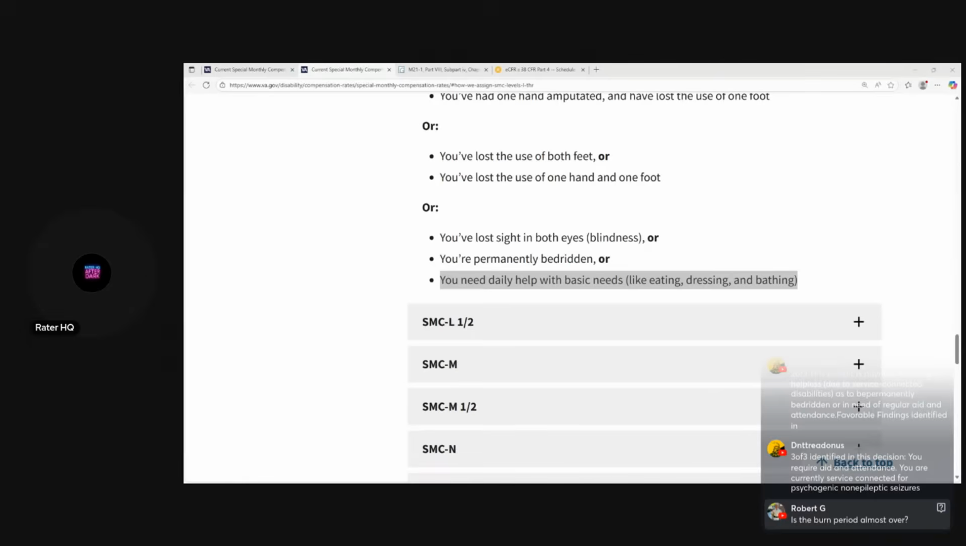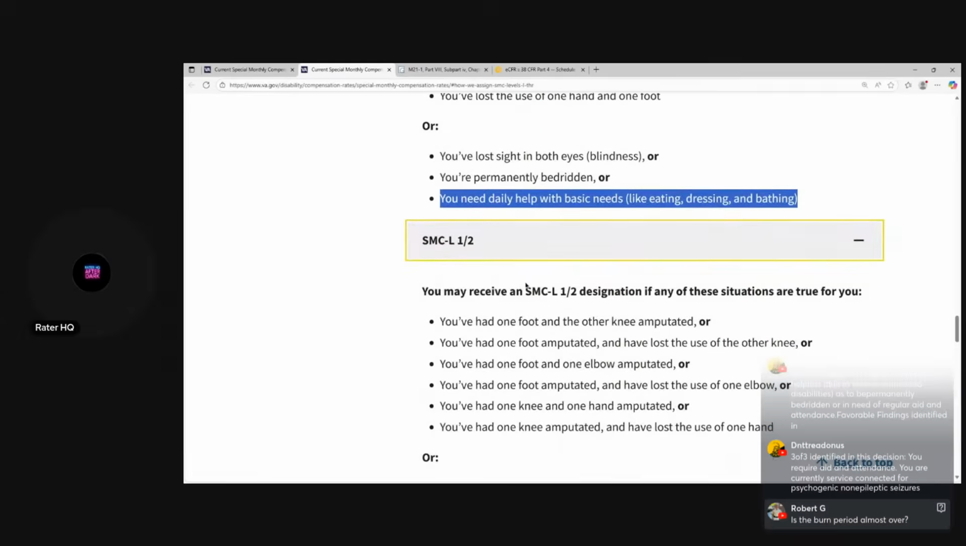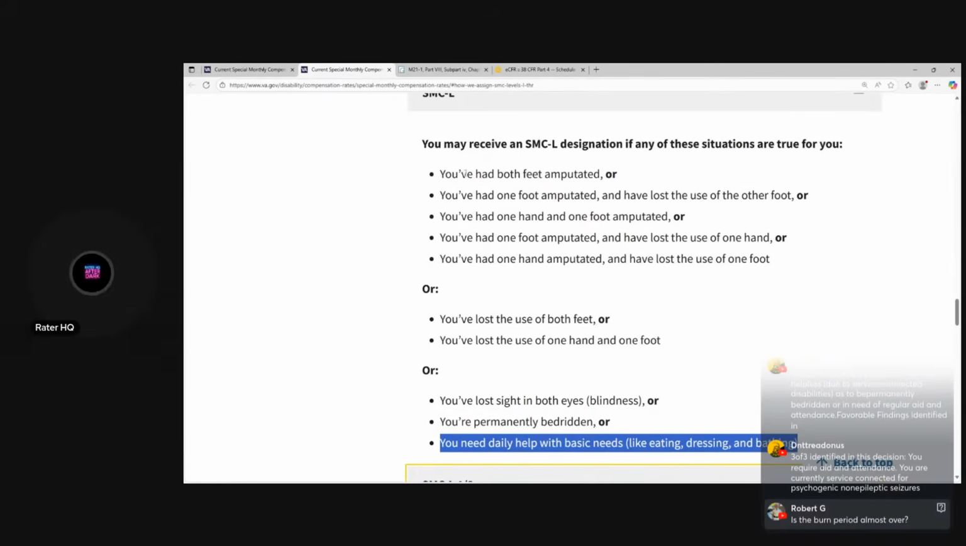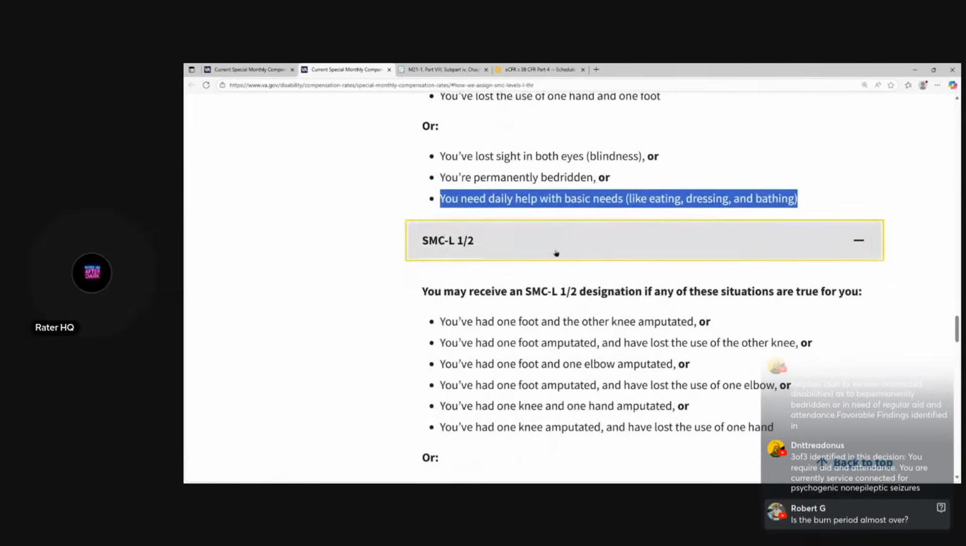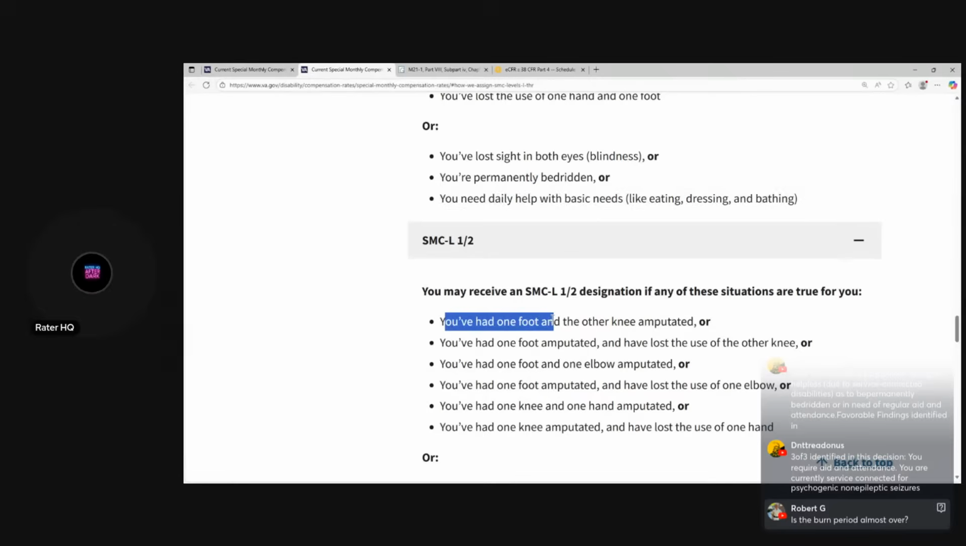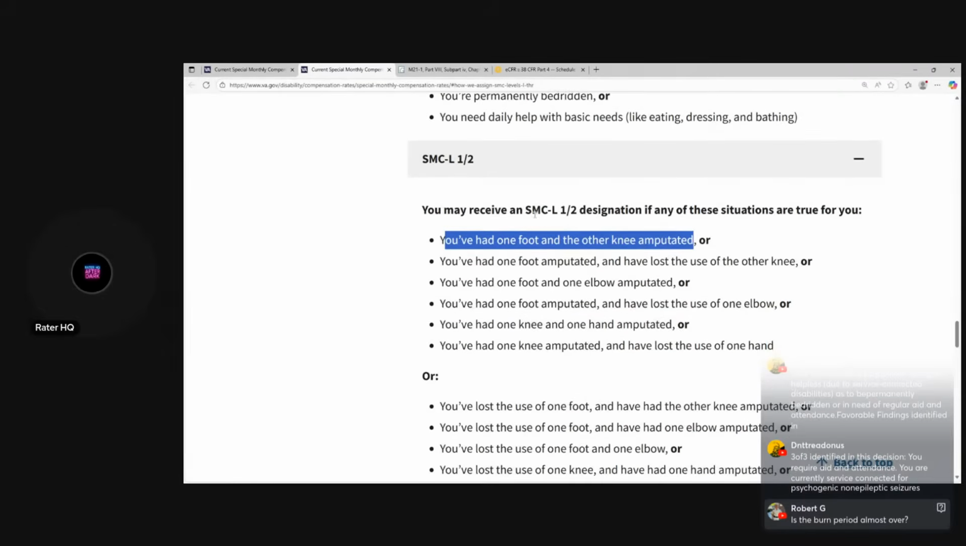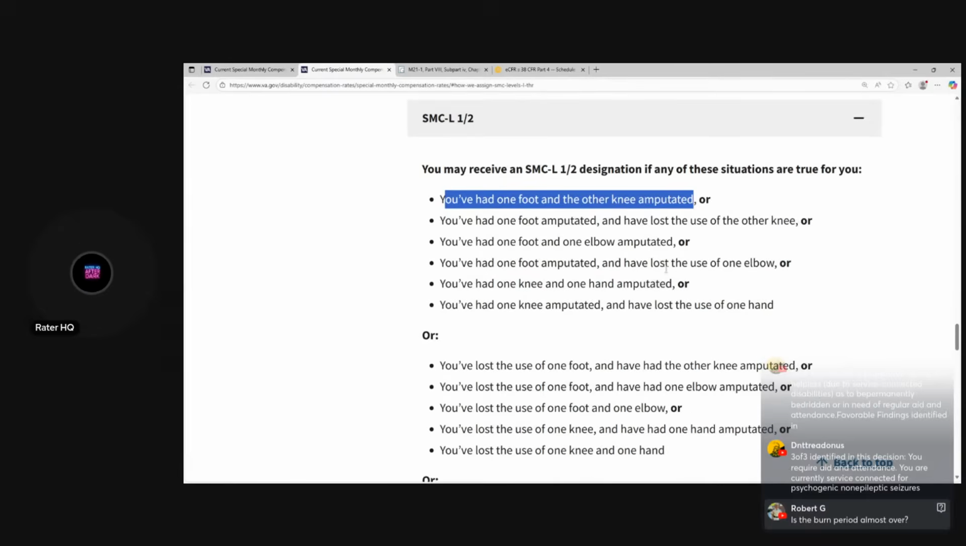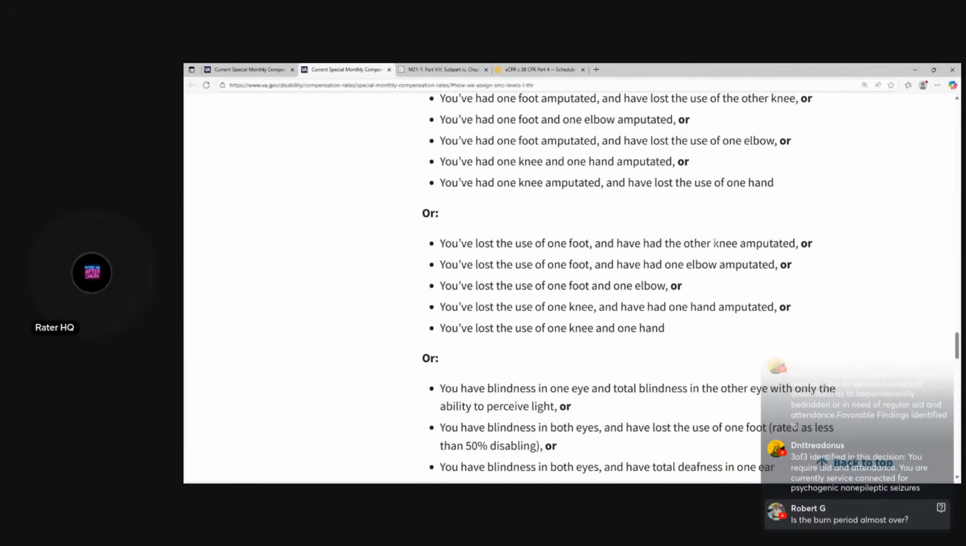Okay. Now let's talk about L and a half. So a half step. So we have a lot of the same. This starts out with both feet amputated. So the amputations have gotten higher, one foot and the other knee amputated. So there's a different set of requirements for SMC L and a half. The half step is not just I have additional disabilities or whatever. You actually have to meet additional criteria for it. You've lost one foot, one other knee was amputated, all this other stuff.